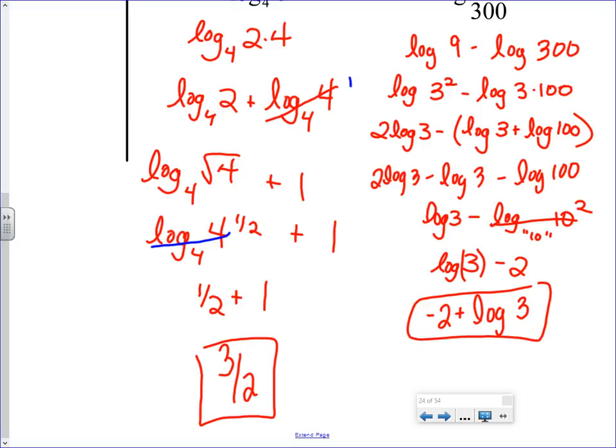Oh, because I had 2 log 3 minus 1 log 3, they're just like terms, so 2 minus 1 is a positive. Does that make sense? So it's like a 2x minus a 1x is 1x, except it's 2 log 3. Good question. I combined my like terms.